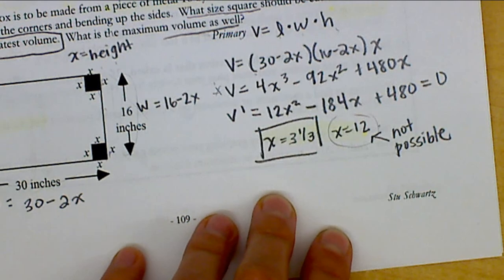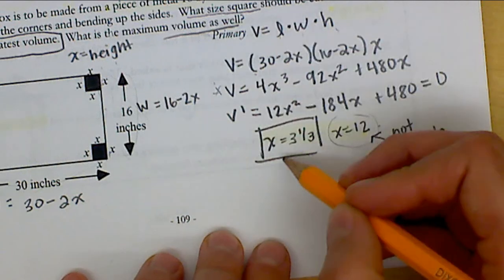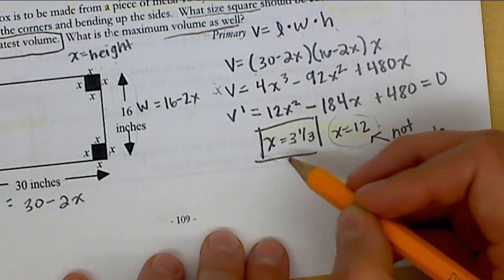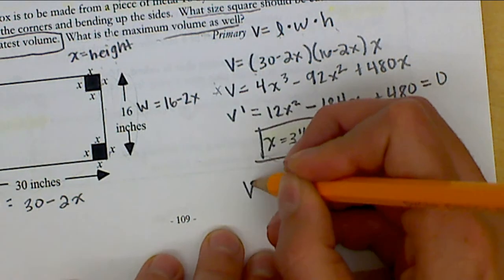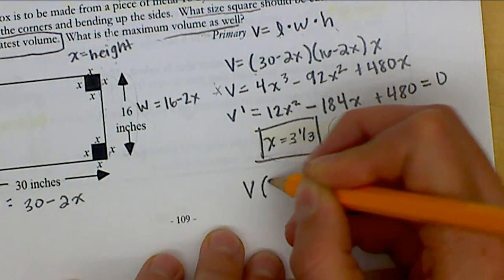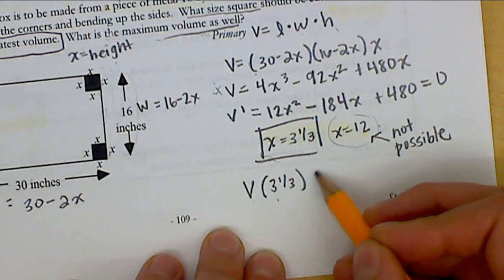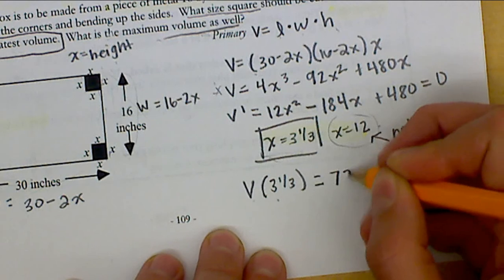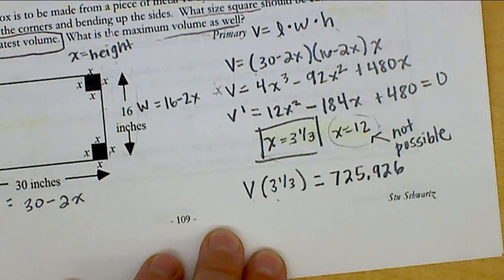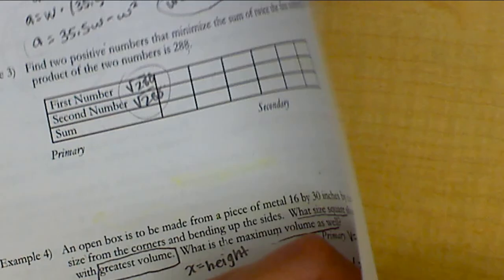Okay, so it says what square size should be cut out. A square size that has these x values. And then we could calculate what is the maximum volume. We would plug 3 1/3 into my volume equation right here. And if you were to do that, I did that using my calc, it's 725.926. Awesome. I'm going to just choose one more to do.